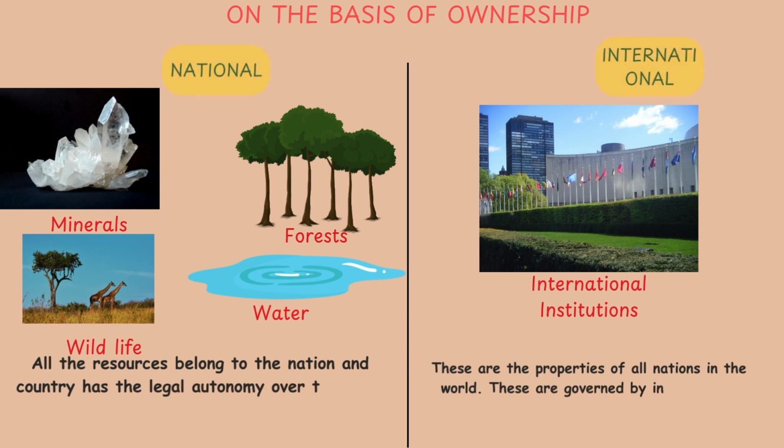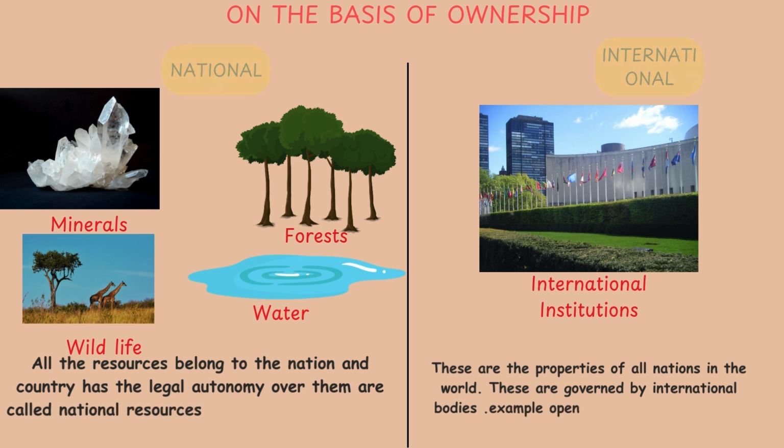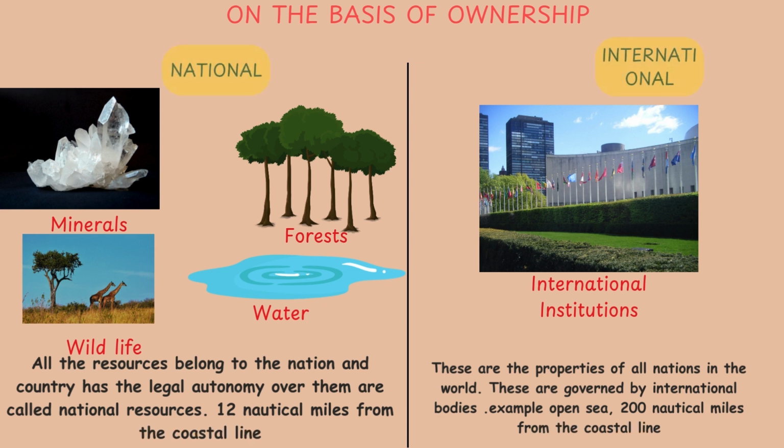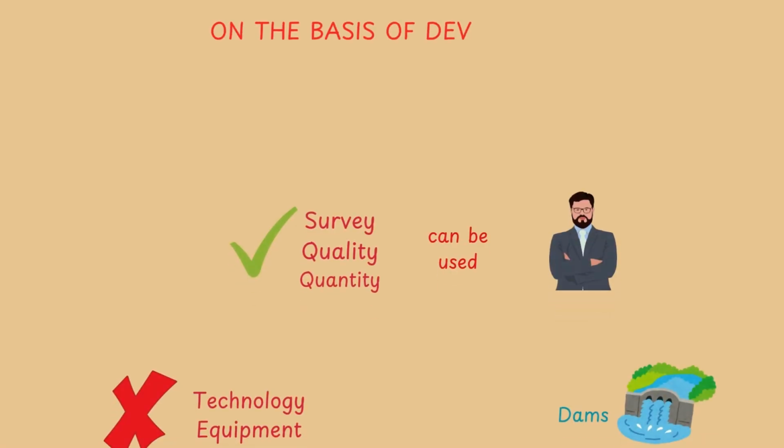And on the basis of ownership, the resources are divided into individual and community, national and international. What is meant by individual resources? The resources that are owned privately by individuals are known as individual resources. For example, car, bike, house, plot, or a field, etc. And if all the members of the community can have access to the resources, then that is called a community resource. For example, public parks, grazing grounds, some ponds, lakes, etc. These are called community resources.